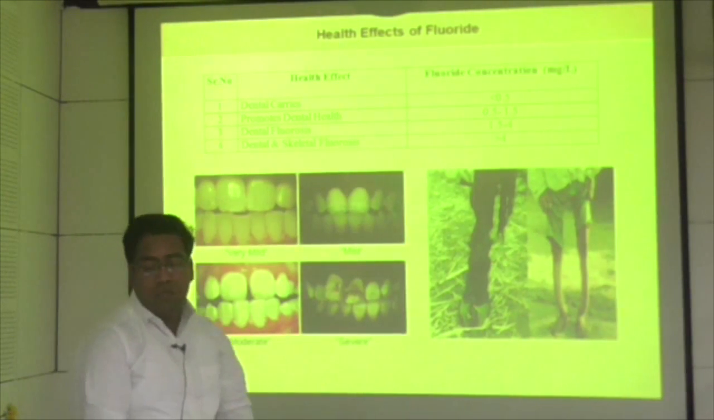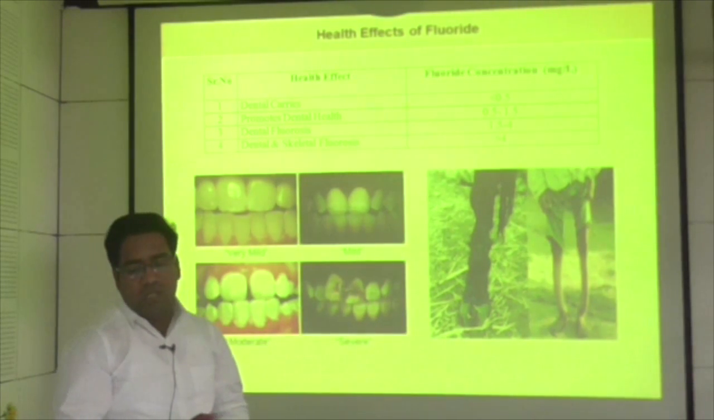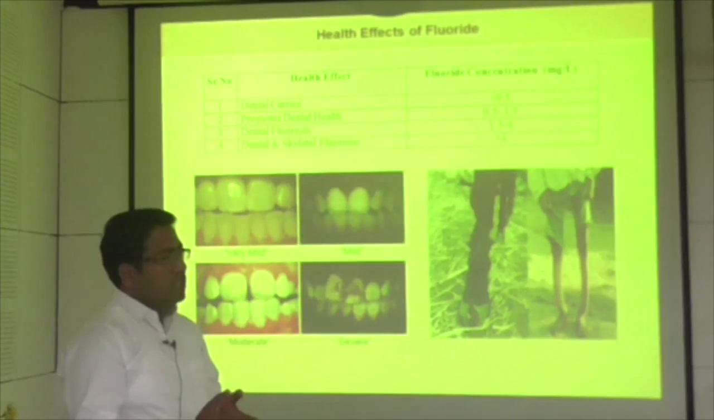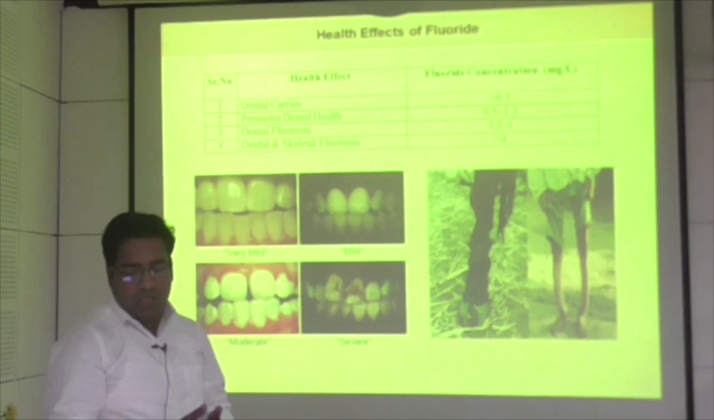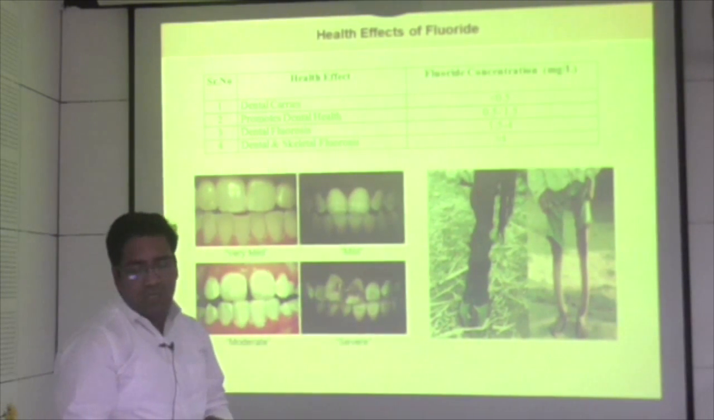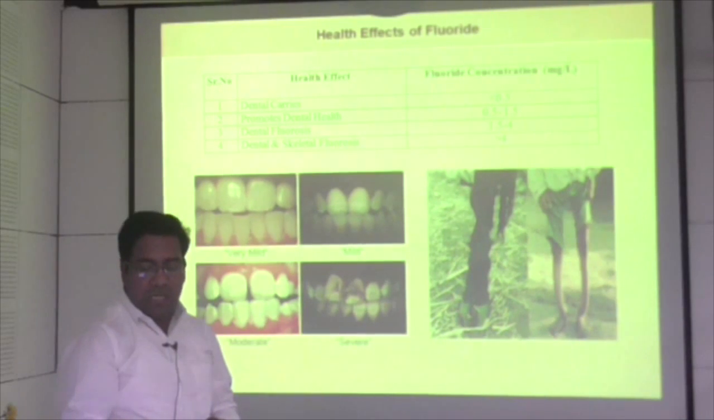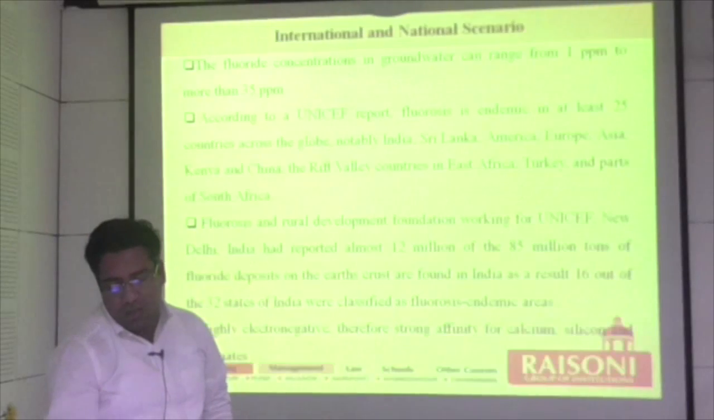These are the health effects of fluoride. If the concentration is less than 0.5, then it causes dental caries. If the range is between 0.5 to 1.5, then it promotes dental health. If the concentration is between 1.5 to 4, that causes dental fluorosis. Then if it is greater than 4 mg per liter, then it causes dental and skeletal fluorosis.